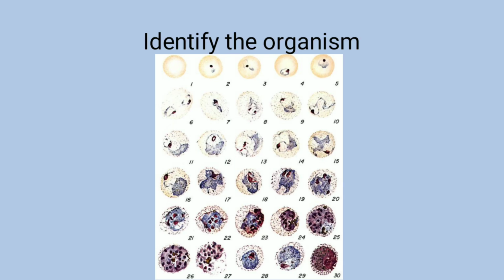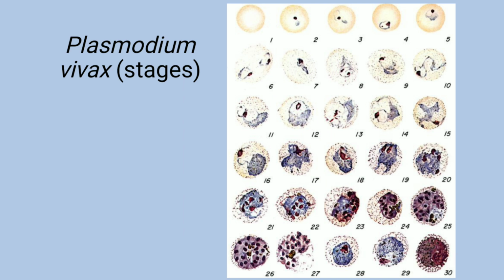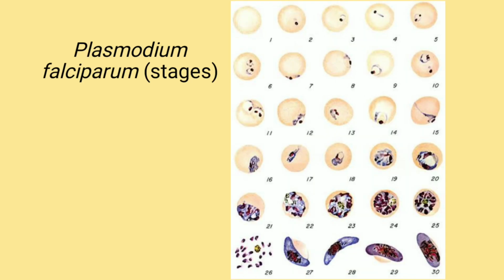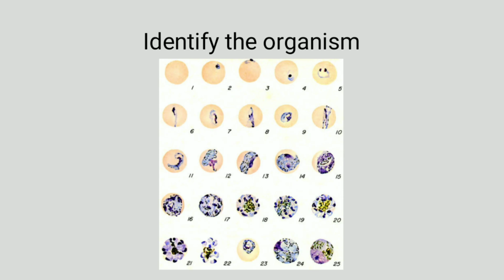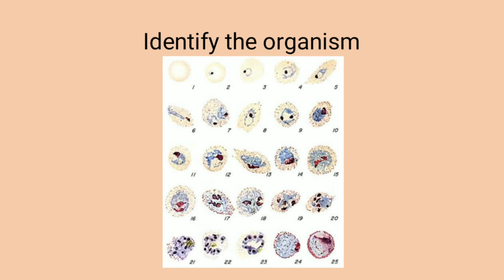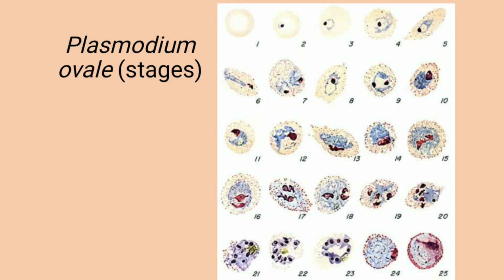Identify the organism. This is Plasmodium vivax. Identify the organism. This is Plasmodium falciparum. We can see the banana-shaped gametocytes. Identify the organism. This is Plasmodium malariae. Identify the organism. This is Plasmodium ovale.